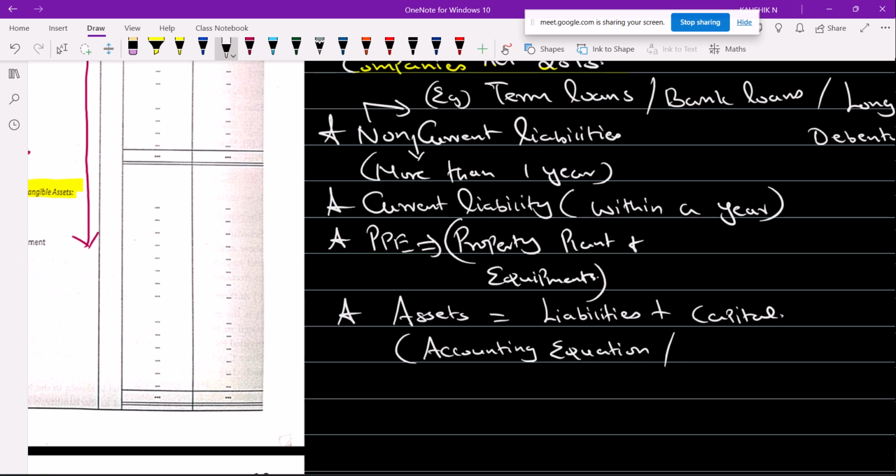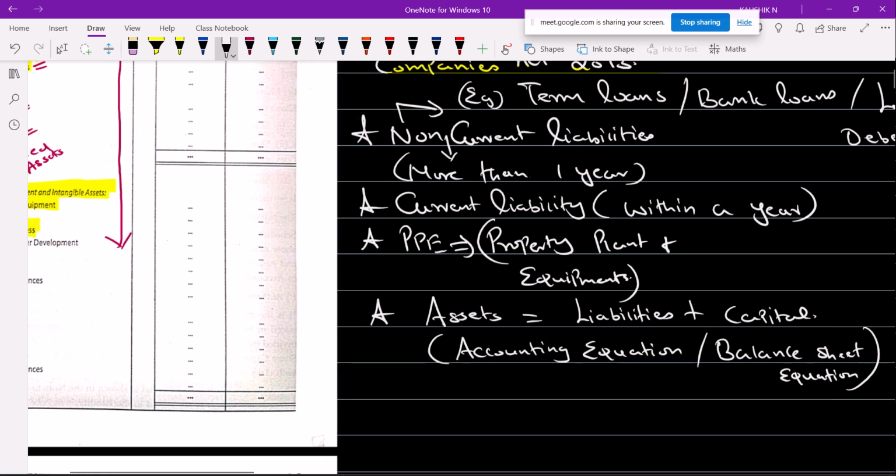Hello. Accounting equation is also known as what equation, Gana? Just recollect. Assets is equal to liability plus capital is your accounting equation. What is it also known as? It is also known as the balance sheet equation.